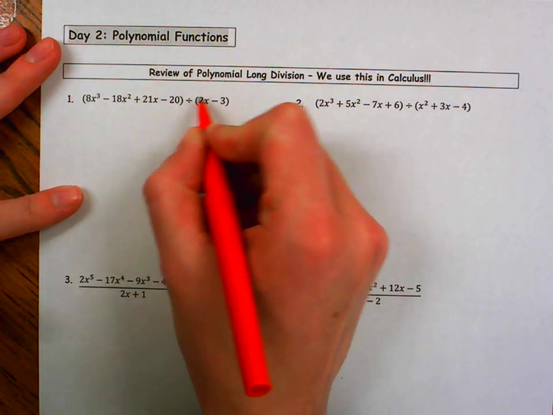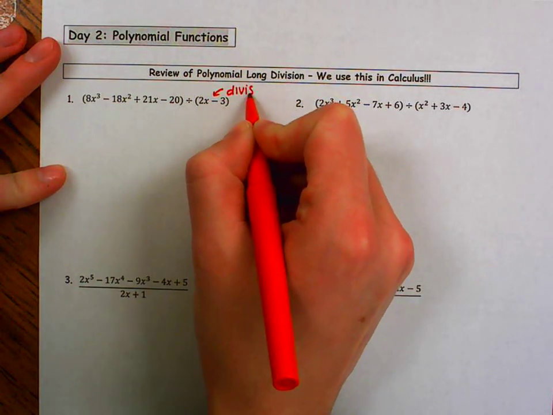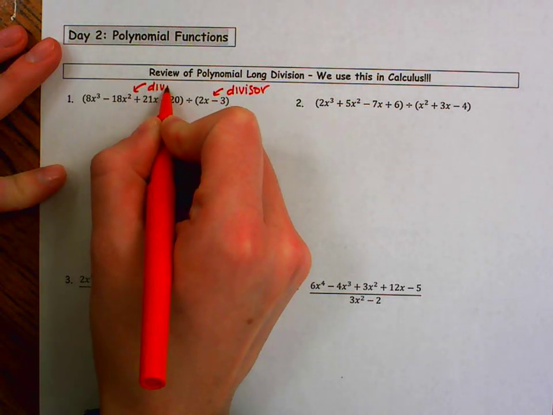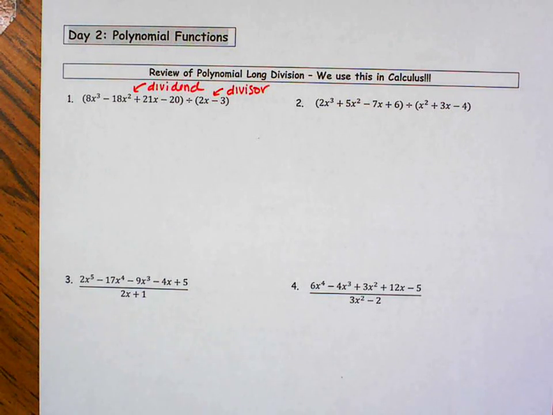What you're dividing by is called your divisor. What you're dividing into is called your dividend. And then our answer is going to be our quotient. So we're trying to figure out the quotient for this problem.